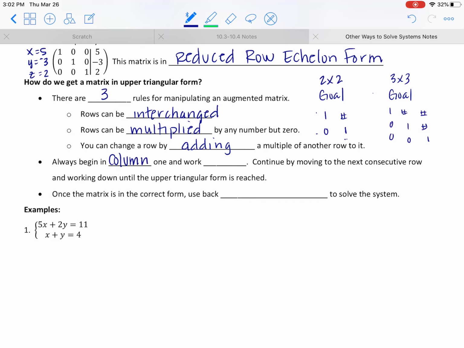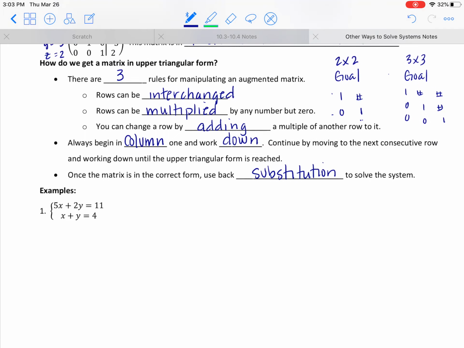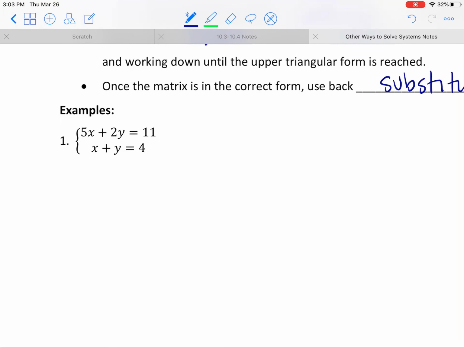And to get those goals, we begin in column 1, and then we work down, and then we'll go to column 2 and work down, and then we'll go to column 3 and work down. And once the matrix is in that correct form, we use back substitution, like we saw a few minutes ago. Okay? So bear with me here.